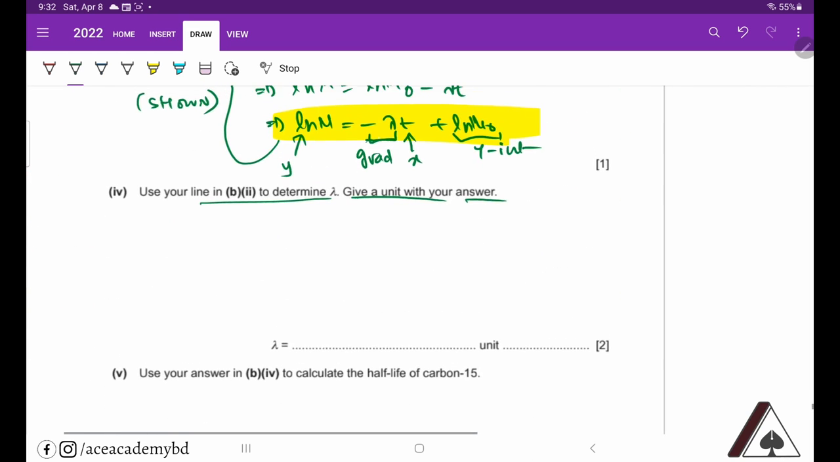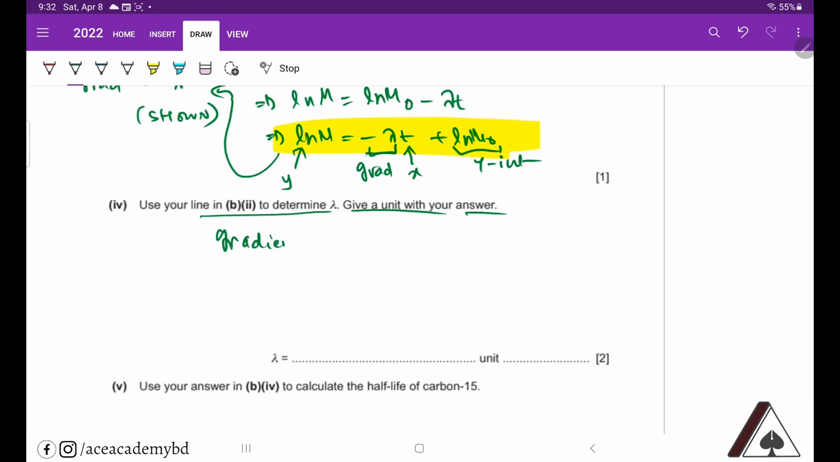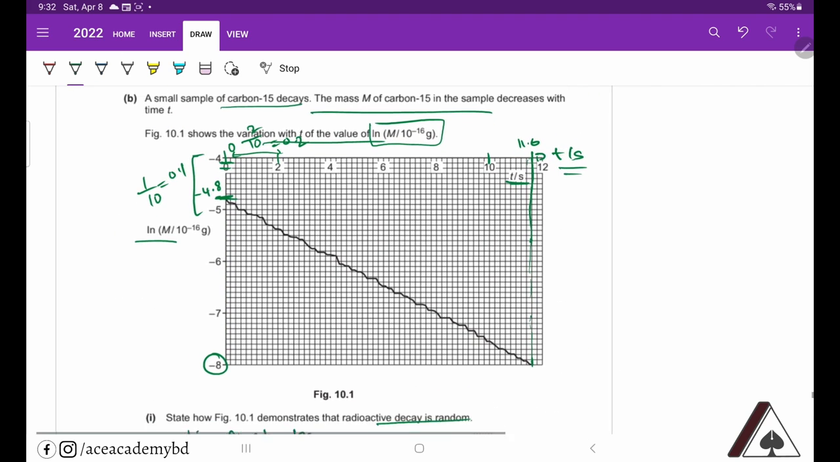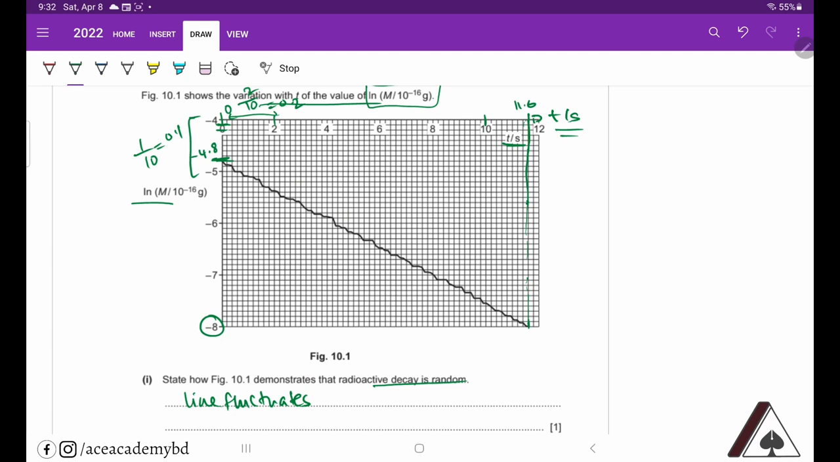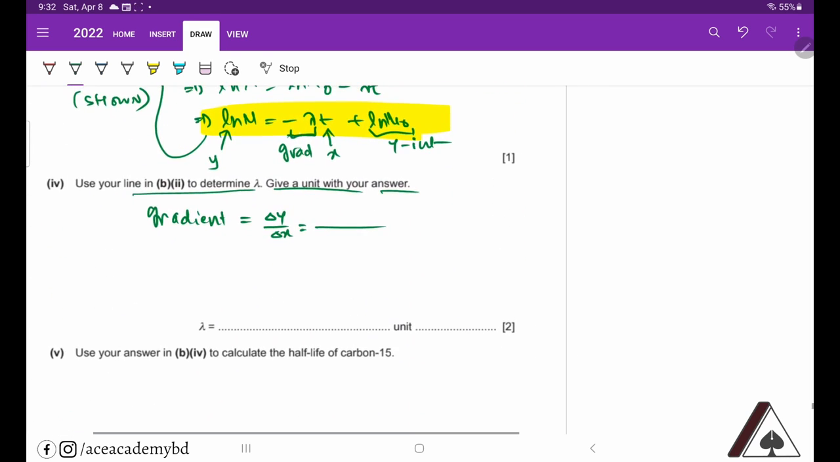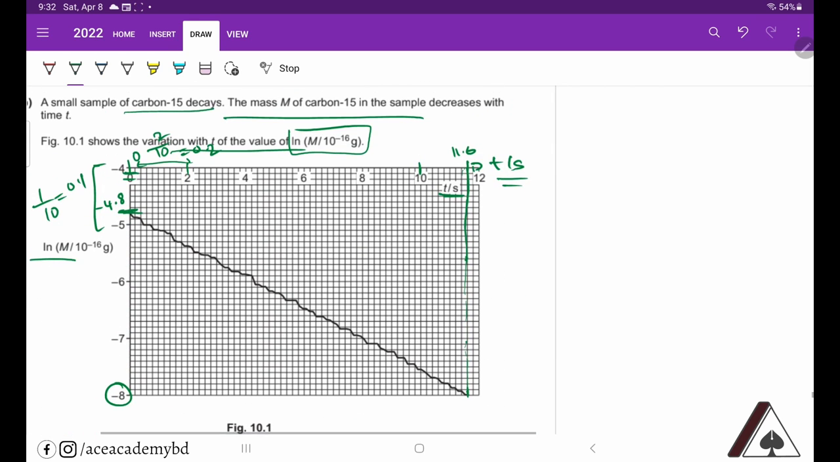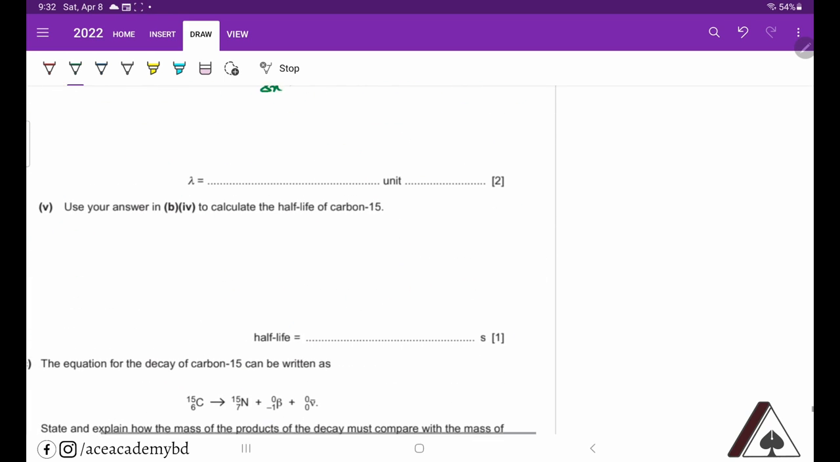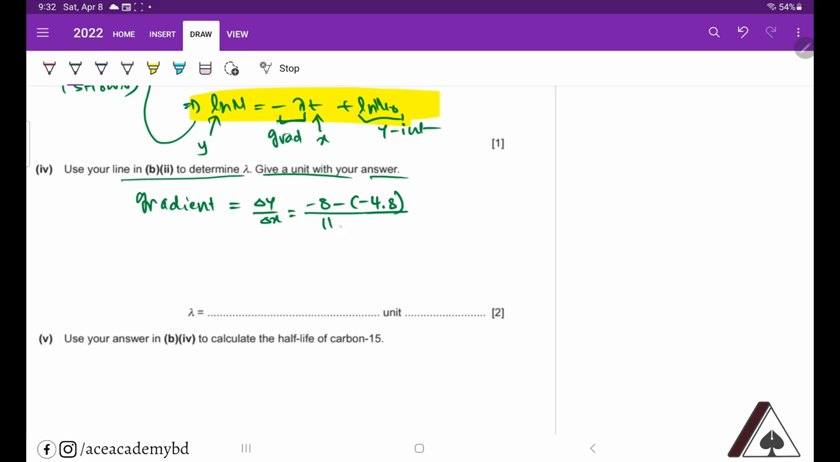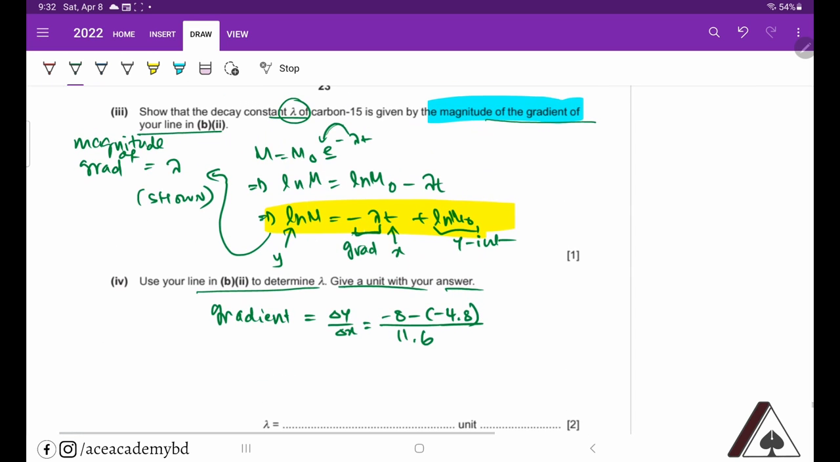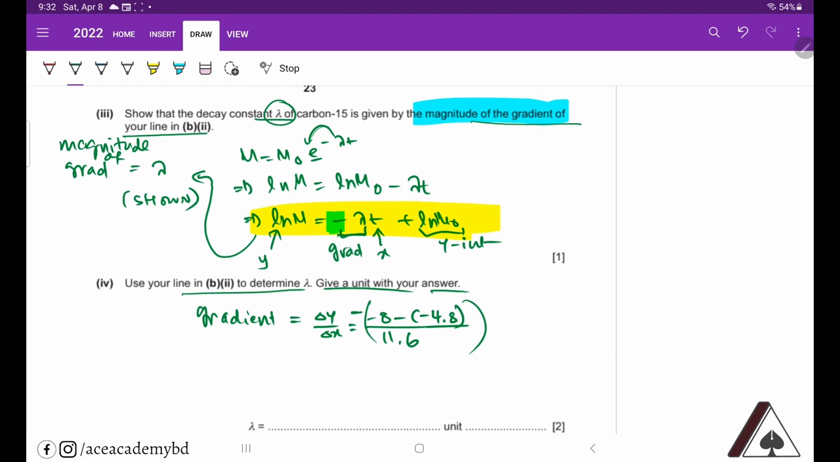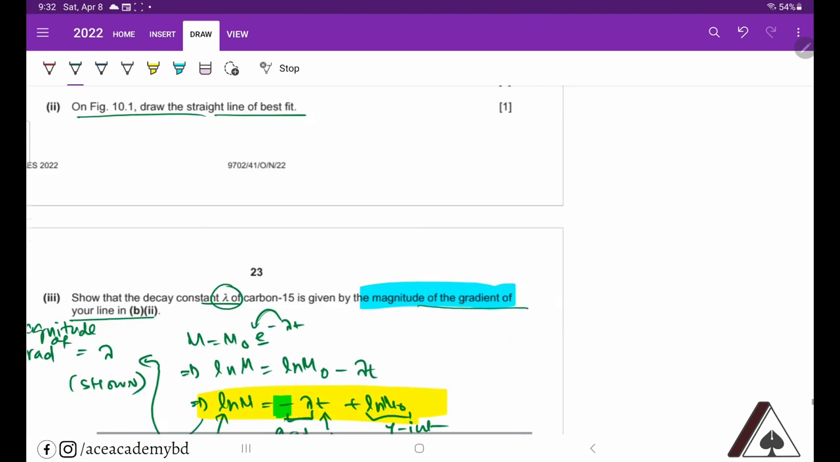Okay, now let's find out the gradient. So gradient equals del y by del x. So del y over here will be minus 8, and this will be minus 4.8. So let's do it: minus 8 minus 4.8 divided by del x. At minus 8, our point is 11.6. Okay, one more thing. We have seen that over here, this is actually the minus of the gradient. So let's keep a minus sign, so this is a negative in the front. Anyways, let's continue. 11.6, and over here, t has a value of 0.